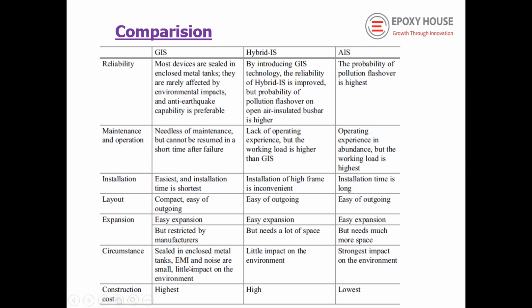And the construction cost. The construction cost is very high because the manufacturing of this is very critical in a factory. The manufacturing of individual components has to be done in a controlled atmosphere. The components are very critical, and every part is carefully handled. Considering all those, the equipment cost is very high. That's why the construction cost is highest compared to the others. The hybrid is high, and the air insulated switchgear is the lowest in terms of capital equipment cost.